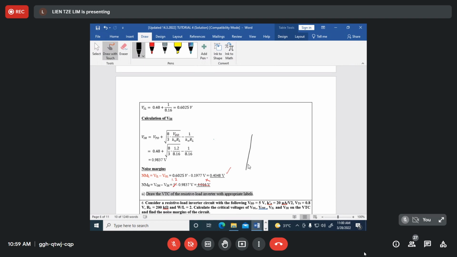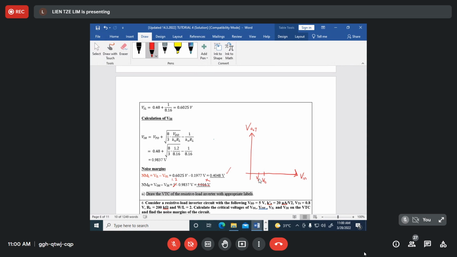Okay, how to draw? It is not difficult. If you understand, you can easily draw it out, because it should be like this. This is V out, this is V in. V in also has many voltage levels. This is VDO, VIL.